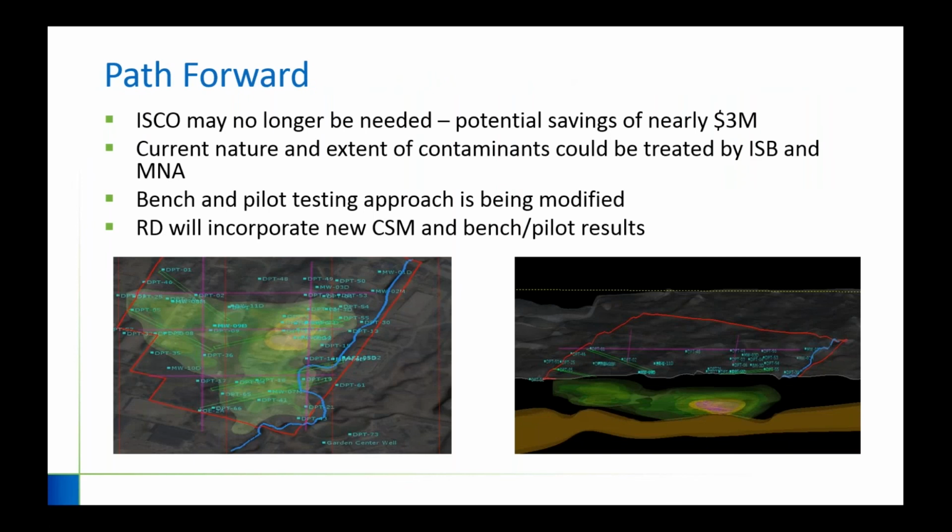But the path forward here, kind of the new thing, is that now that this hotspot isn't there, we think everything can be treated with the bioremediation component of the remedy. So that means that there can be kind of a big savings by not doing ISCO out here.